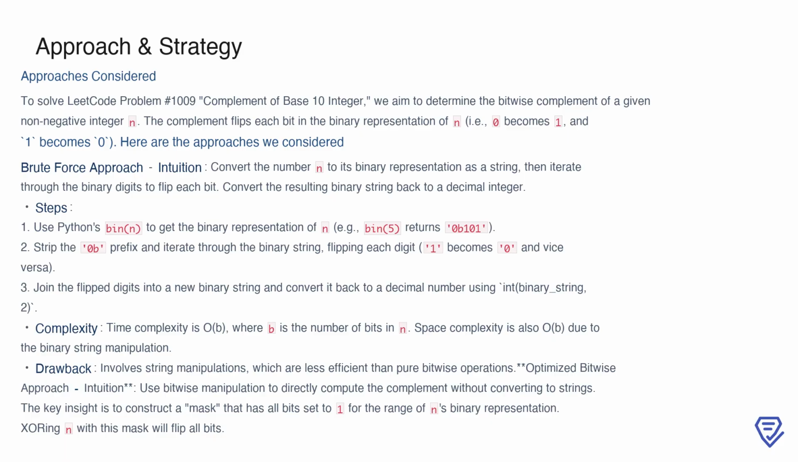An alternative and more optimized approach uses bitwise operations directly. Instead of converting n to a string, we can construct a mask with all bits set to 1 for the same length as n's binary representation. Then, we can XOR n with this mask to flip all bits efficiently. This eliminates the need for string manipulations and improves both time and space complexity.